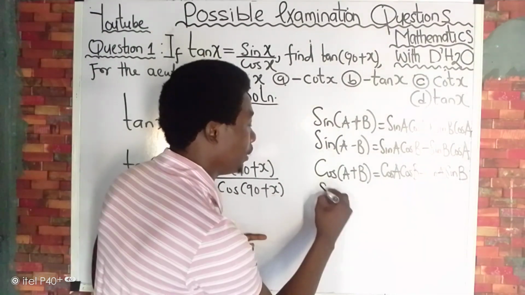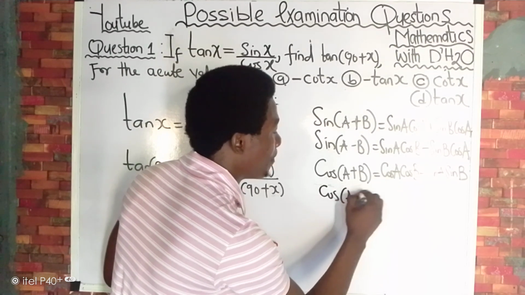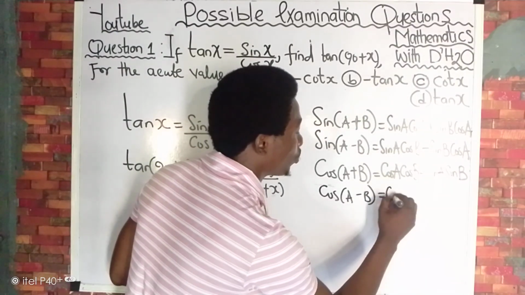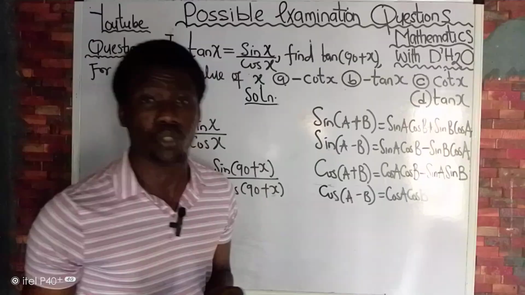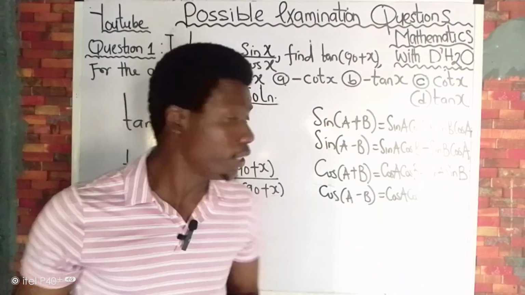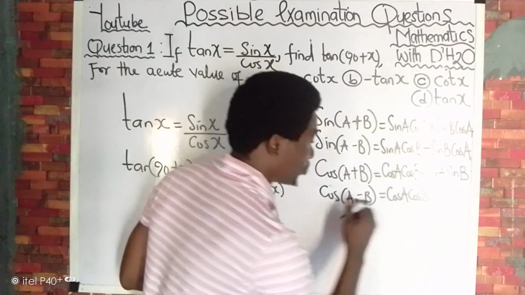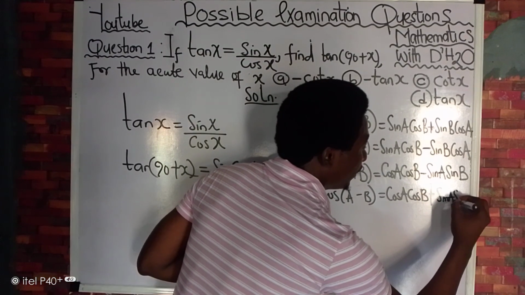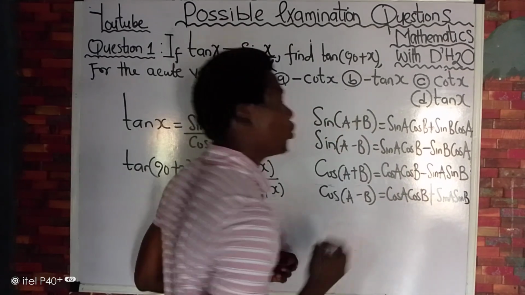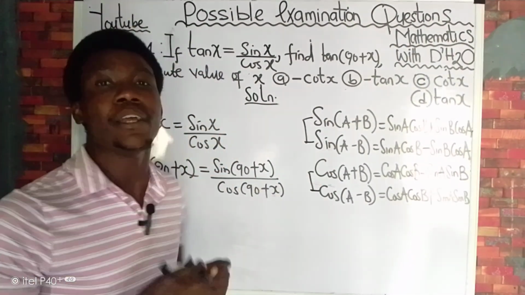Oh yeah, let's do this. If I have cos (A minus B), it will give you cos A cos B. So tell me what we are going to have. Are we going to have minus or plus? Remember, if you have plus here, you have minus here. So therefore, if you have minus here, you have plus sine A sine B. That's what we have. So this is for your sine function. This is for your cosine function.